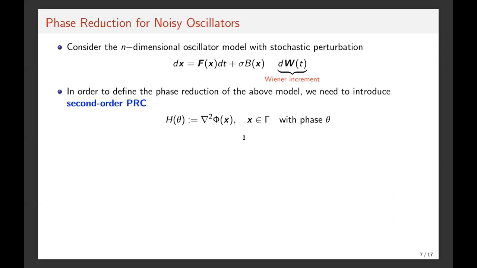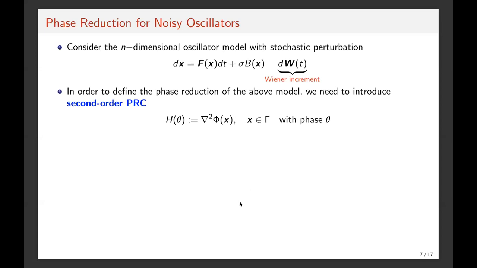All right, so let me move on to noisy oscillators. So we have this stochastic differential equation, again n-dimensional, nonlinear. F of x is our vector field when there is no perturbation, and sigma times B times dW is the stochastic part. Sigma is a constant, we call it noise intensity, and we assume that this is small, so we are just talking about a weak type of perturbation. And B of X is the diffusion matrix, which depends on our state variable X. And dW is an n-dimensional vector of independent Wiener increments.